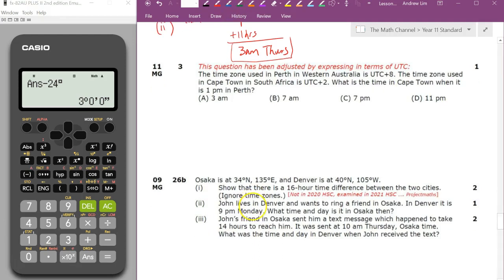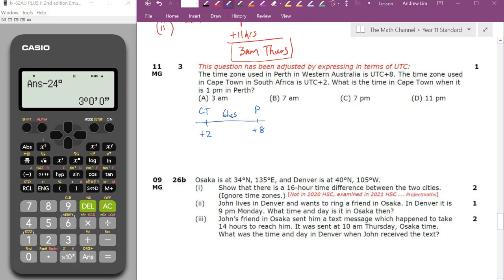Alright, question 3. The time zone used in Perth in Western Australia is UTC plus 8. The time zone used in Cape Town in South Africa is UTC plus 2. What is the time in Cape Town when it's 1 p.m. in Perth? So we've got plus 2, which is Cape Town, and plus 8, which is Perth. So the time difference is 6 hours.